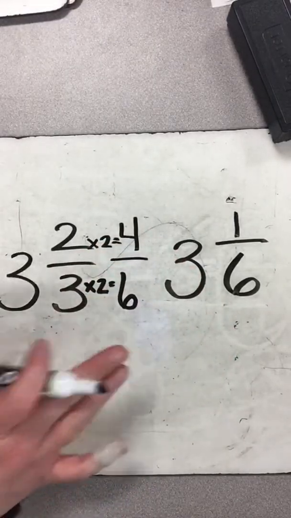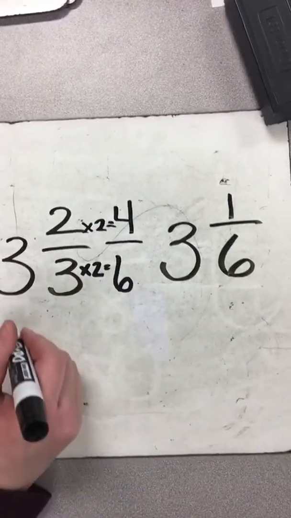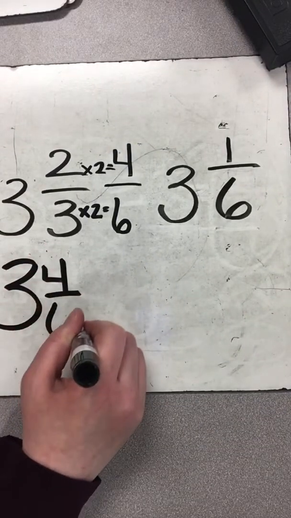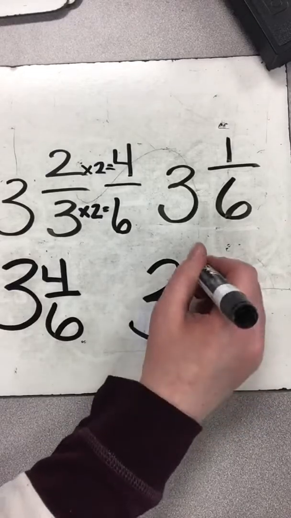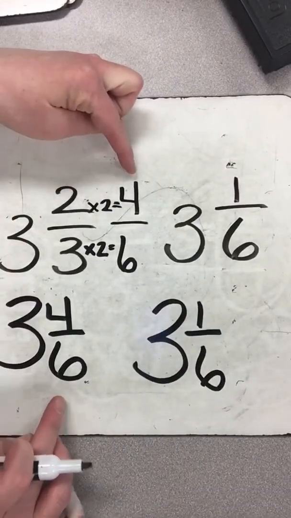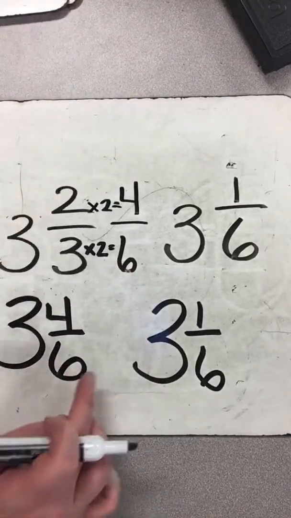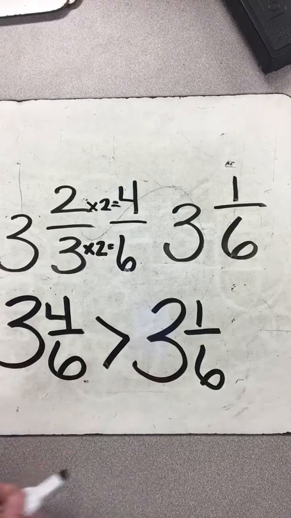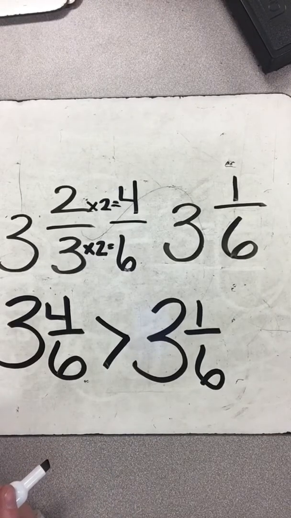Now, if I'm looking at this with my 4th grade brain, I might get a little bit confused. So I need to rewrite it so I can see exactly what I'm dealing with. 3 and 4/6, that's where I got my 4/6 from, is what compared to 3 and 1/6? Well, 4/6 is bigger, so 3 and 4/6 is larger than 3 and 1/6.